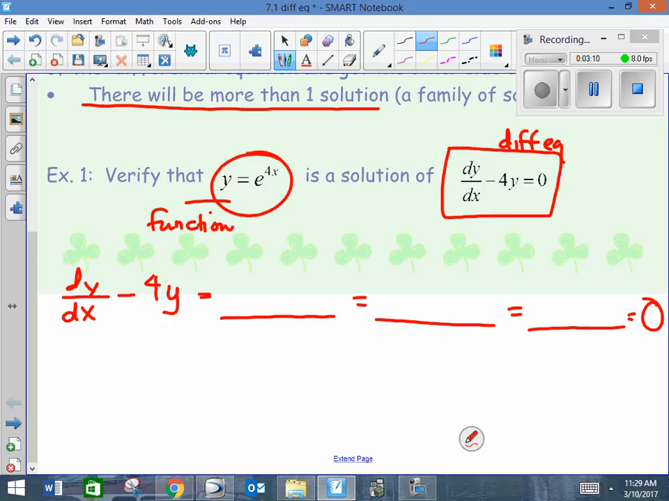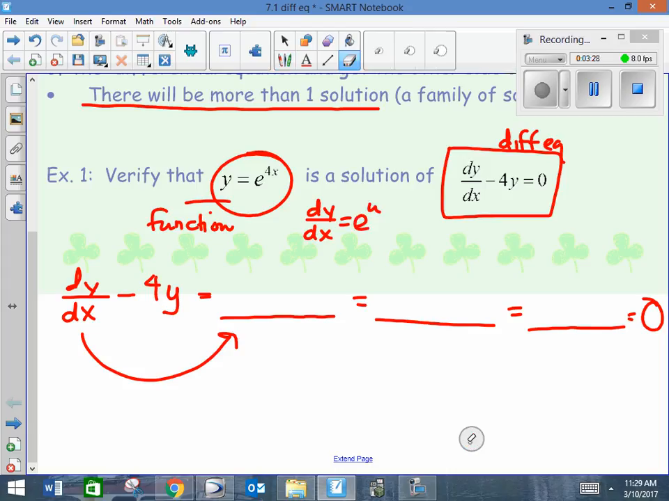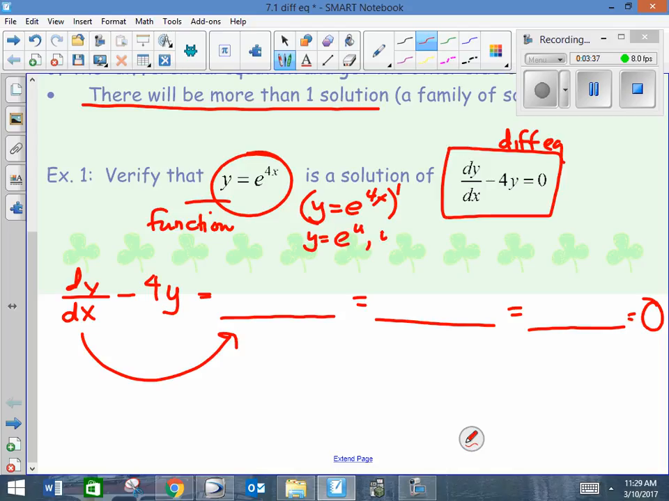All right. So in order to replace dy dx, we got to go up here and find dy dx. All right. So dy dx is the derivative of e to the 4x. How do we do that? E to the u. Good. Let me do this. Y equals e to the 4x. We're going to take the derivative. Y equals e to the u, where u is 4x. That's the chain rule. So y prime equals what?